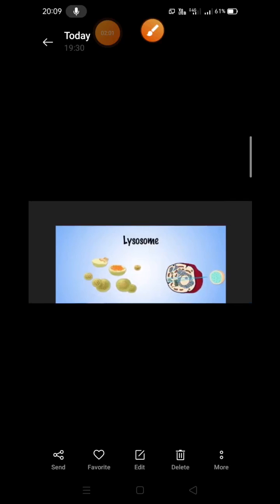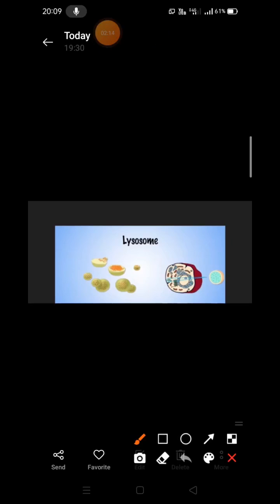Now the next organelle is lysosome. Lysosome is also known as suicidal bags. These lysosomes also have a well defined boundary. It is also a well defined organelle, meaning a well layered structure it is.